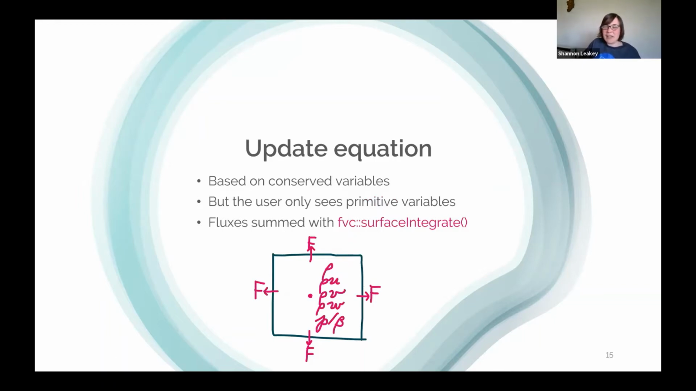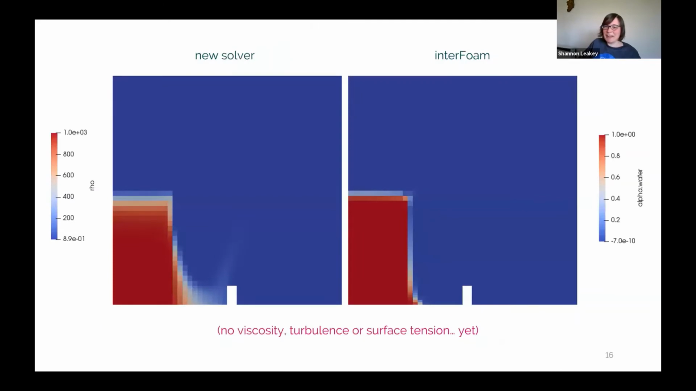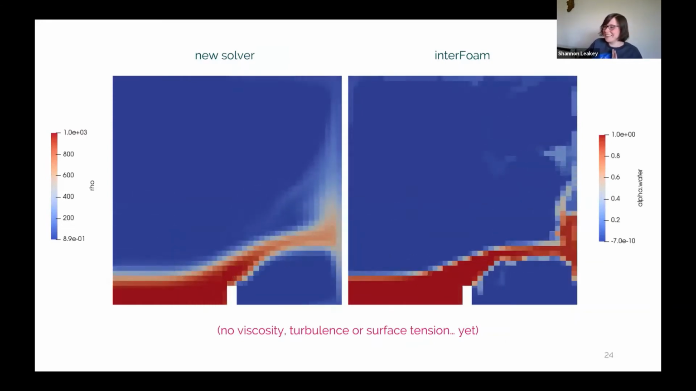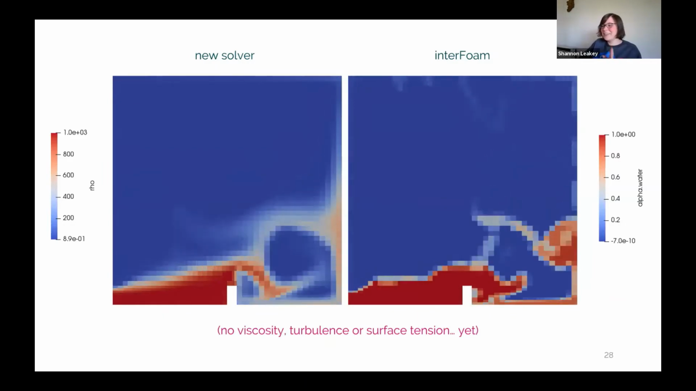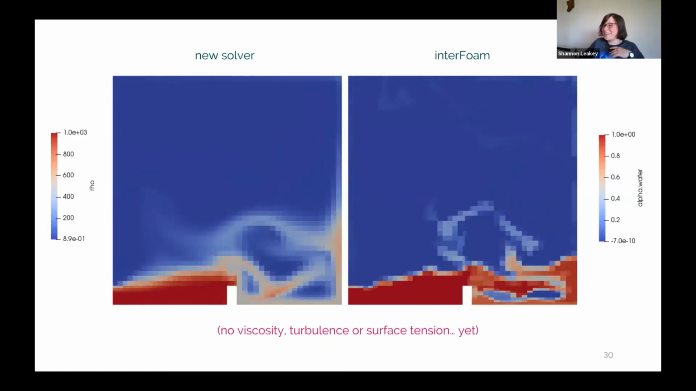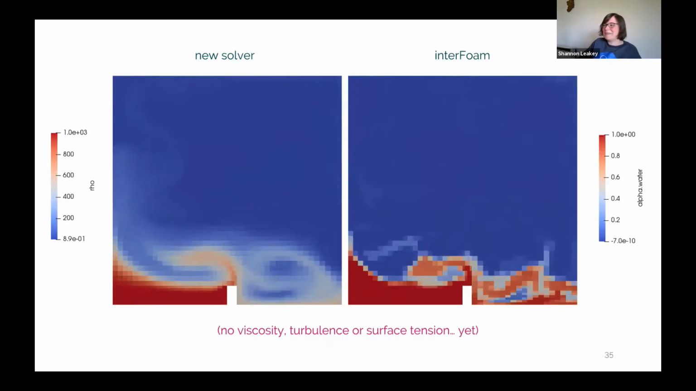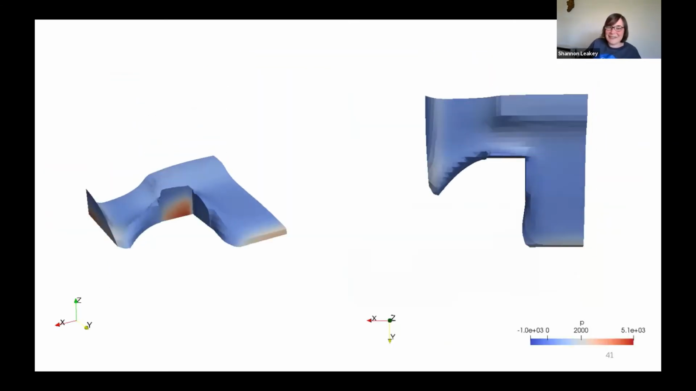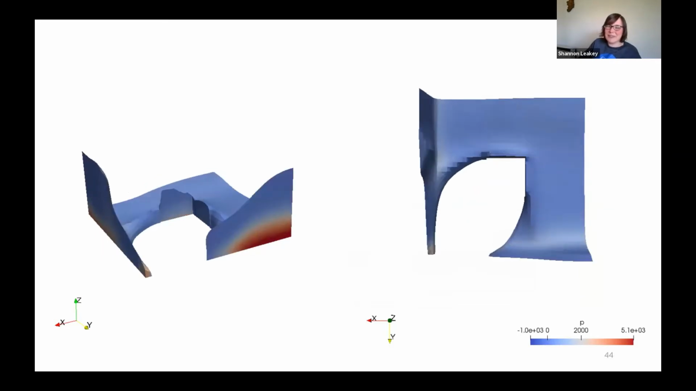So here is the solver applied to a dam break and compared with interFoam. I'm going to go through a few slides in a moment. There's no viscosity or turbulence or surface tension. And I know that it's very diffusive. But also, it hits things at the same time, so that's promising. And here it is in 3D. You can't see the diffusion when you display it like this, but there is diffusion.